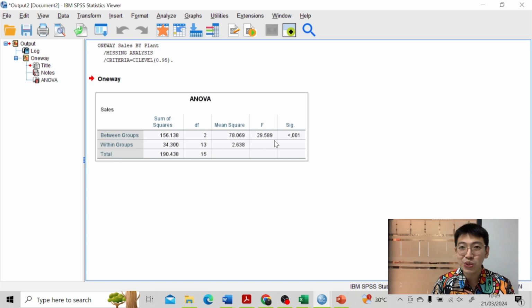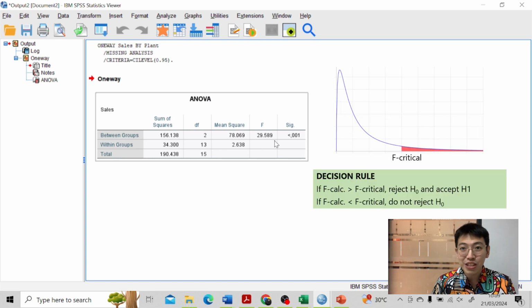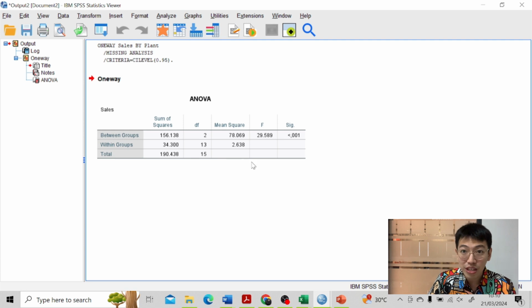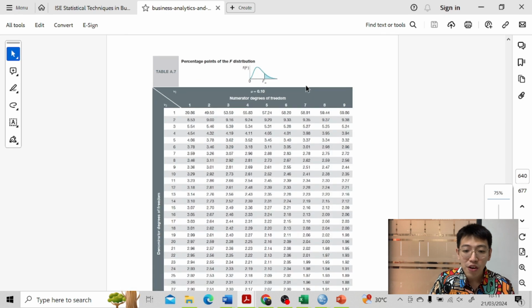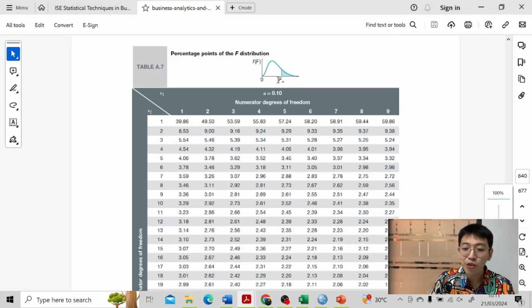The decision rule is if the F calculation is higher than the F critical, reject H0 and accept H1. However, if the F calculation is less than F critical, do not reject H0. This is the F calculation and we need to find the F critical. We can see it from the F table. You have to know that the F table varies. It depends on the significance level. For example, this is for 1% significance level.